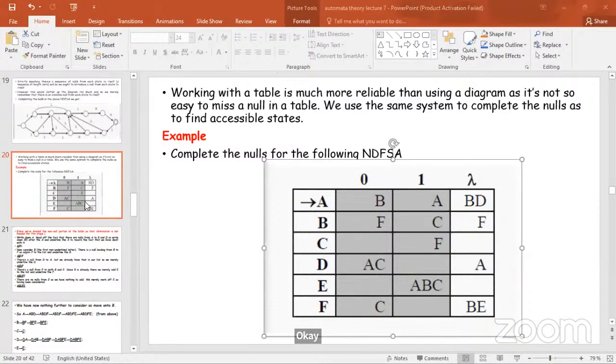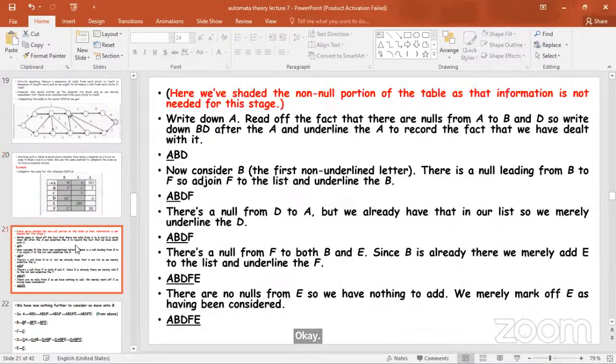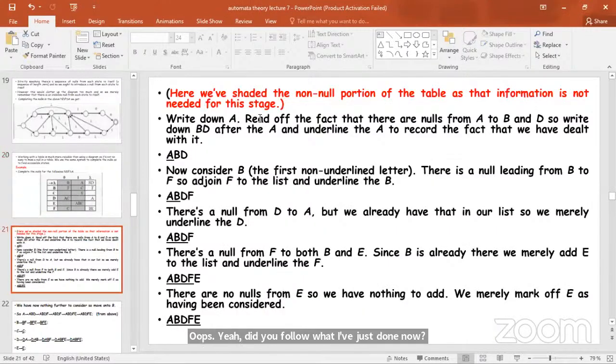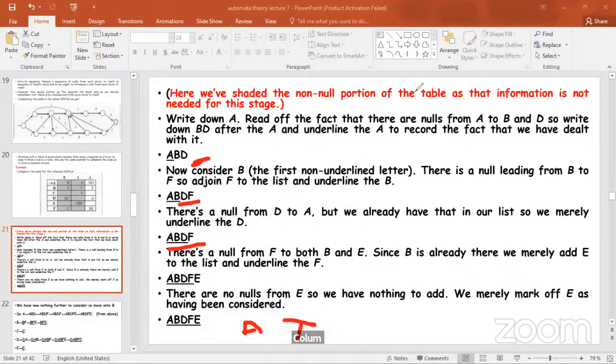Did you follow what I've just done now? So what I've just done is this. Write down A, you read off the fact that there is a lambda move from A to BD, right? So you have your A and BD. You have processed A, and so you bring this one out. That's what I've just explained. For F, you look at what F has, you continue, you put it aside as for A. That's A, which has a feedback on the empty set.